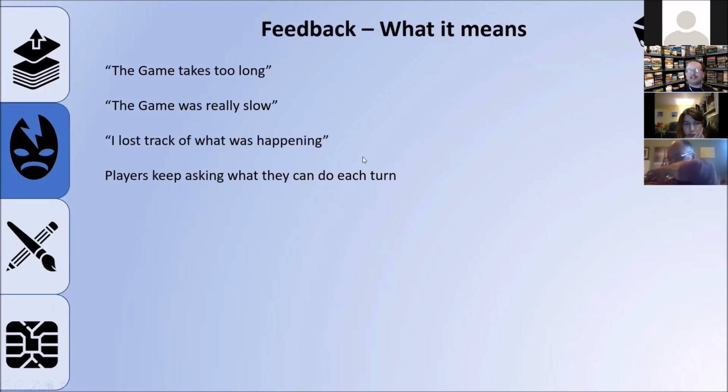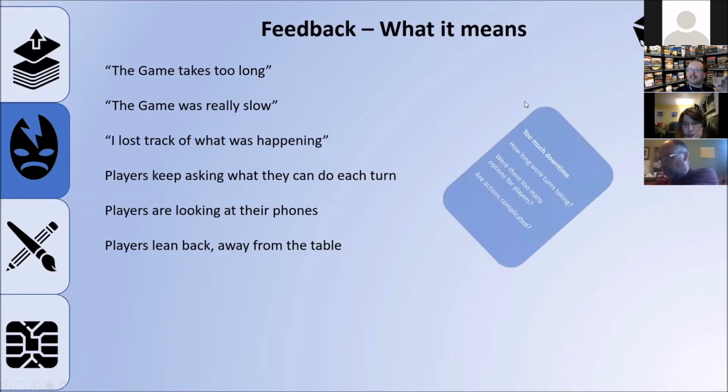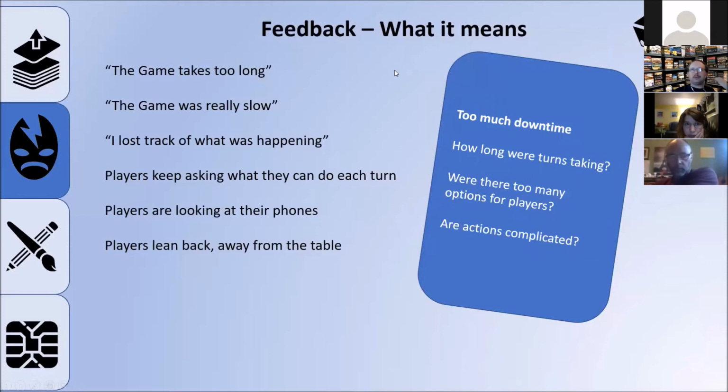Players keep asking what they can do. They can't remember what they're able to do. Again, they're picking up and looking at their phones, leaning back away from the table. There's too much downtime going on. So between each player's turn, by the time it gets back to them, too much time has passed for them to feel engaged. So you need to look at how long each player's turn is taking.